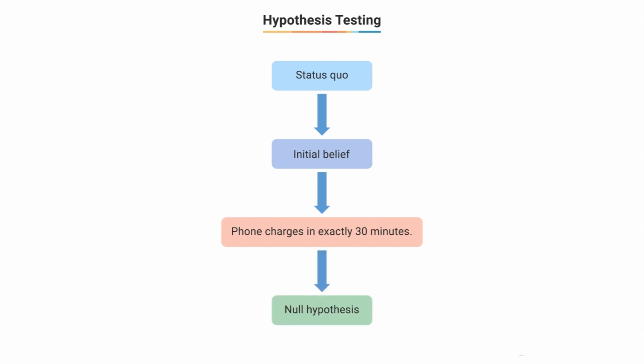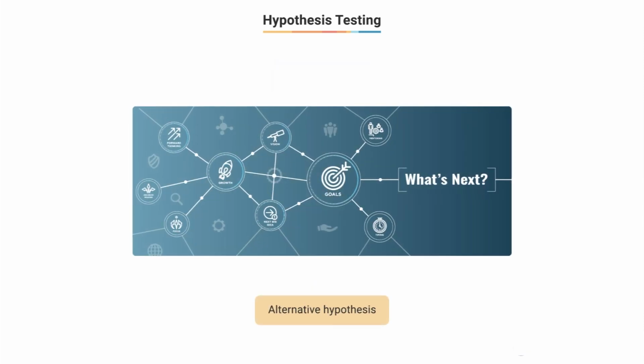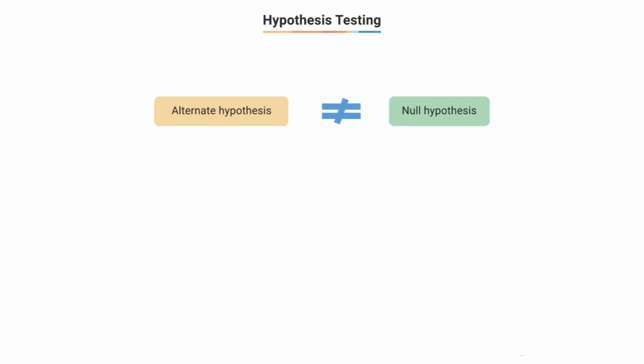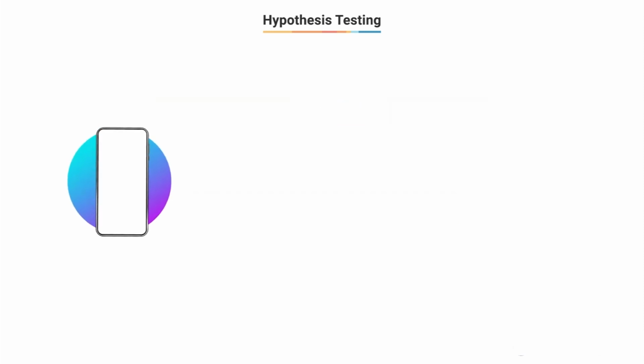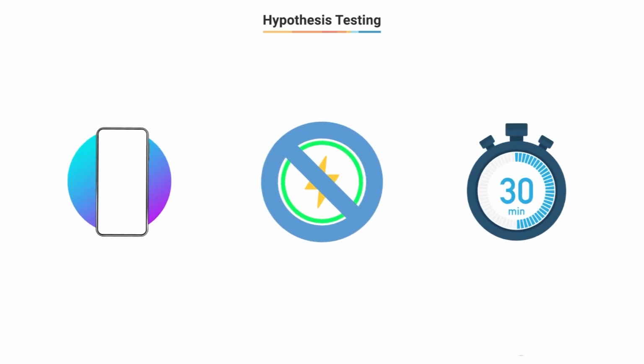Now that our null hypothesis is clear, the next step is to state the alternative hypothesis. The alternative hypothesis is the claim that opposes the null hypothesis. It challenges the status quo or the popular belief and is denoted by HA. In some places, it would be mentioned as H alpha or H1. Hence, in our example, the alternate hypothesis will be the statement contrary to the null hypothesis, and that is that the Max phones do not charge in exactly 30 minutes.